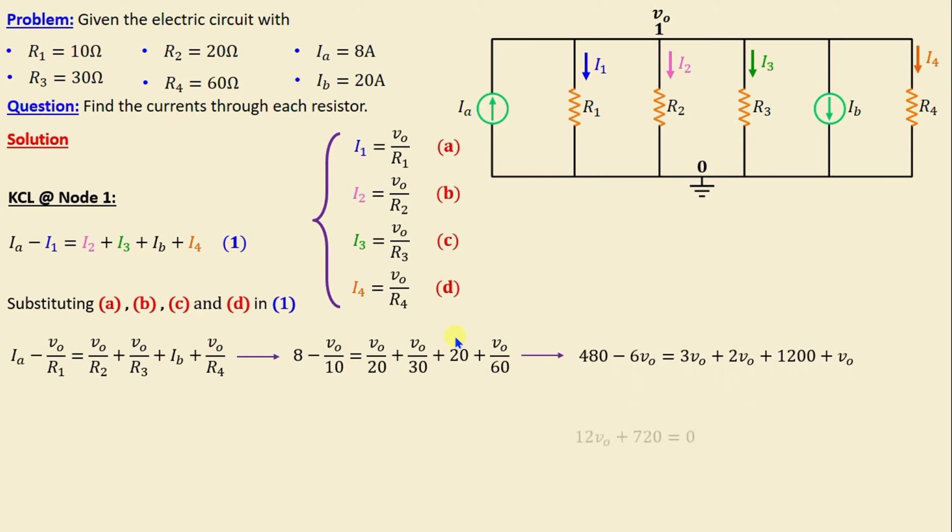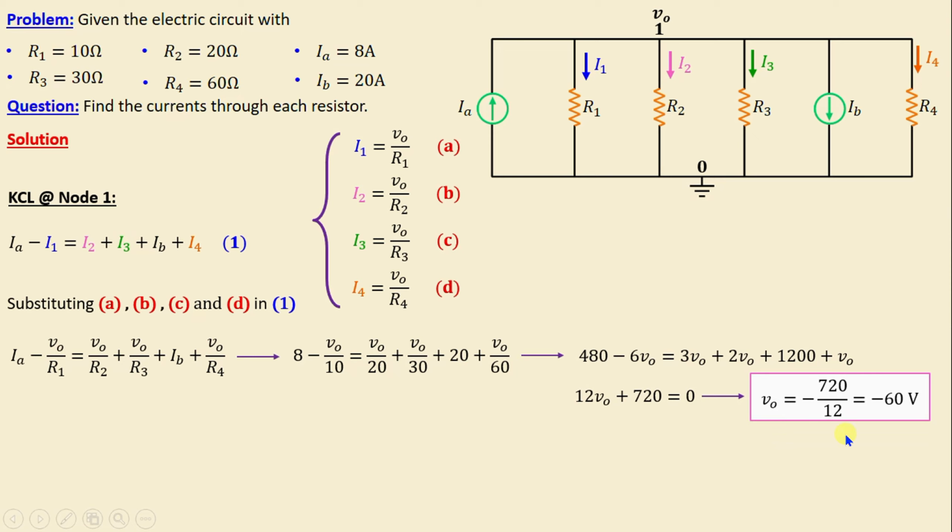And if we continue simplifying this expression, we obtain 12VO plus 720 is equal to 0. That means VO is equal to negative 720 over 12. We get negative 60 volts.